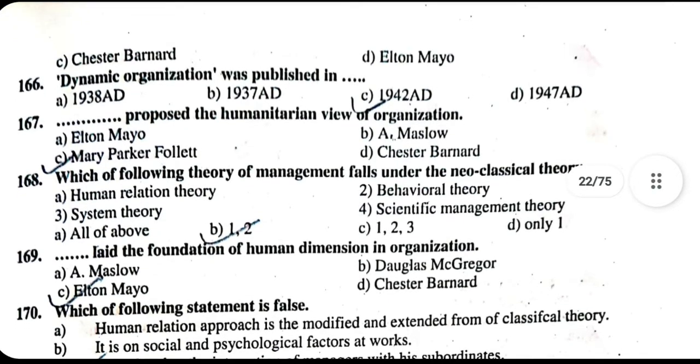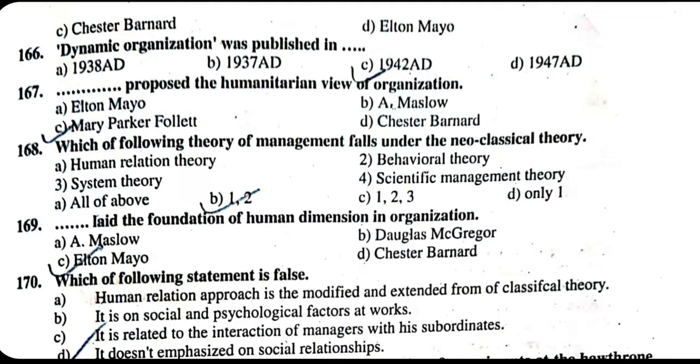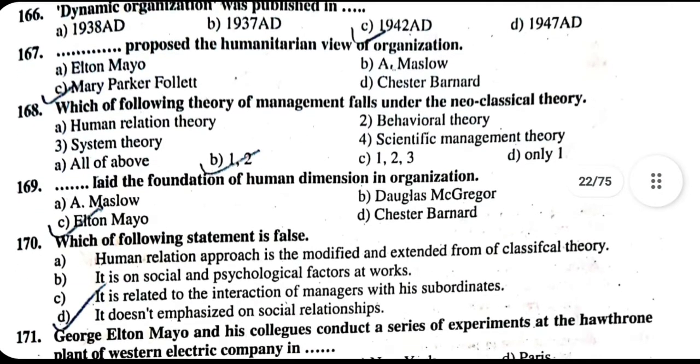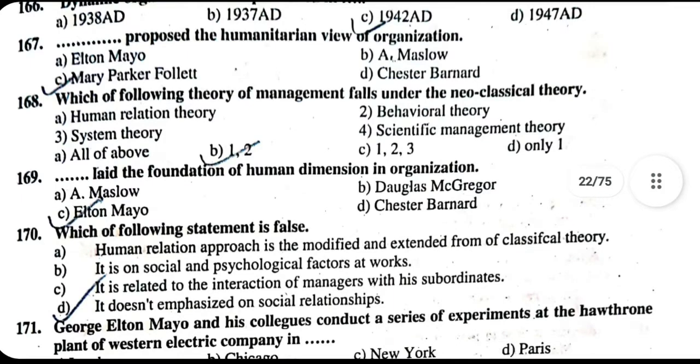170. Which of the following statement is false? A. Human relation approach is the modified and extended form of classical theory. B. It focuses on social and psychological factors at work. C. It is related to the interaction of managers with their subordinates. D. It doesn't emphasize the social relationship. The false one is it doesn't emphasize the social relationship. 171. George Elton Mayo and his colleagues conducted a series of experiments at the Hawthorne plant of Western Electric Company in Chicago.